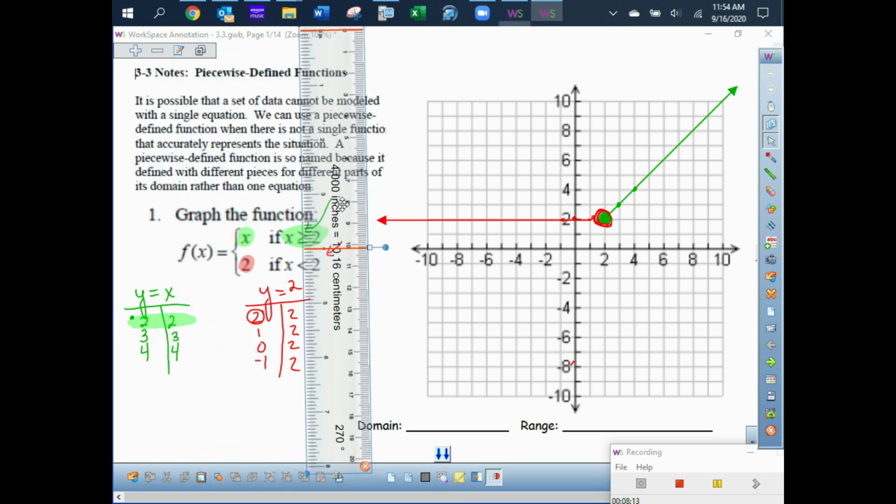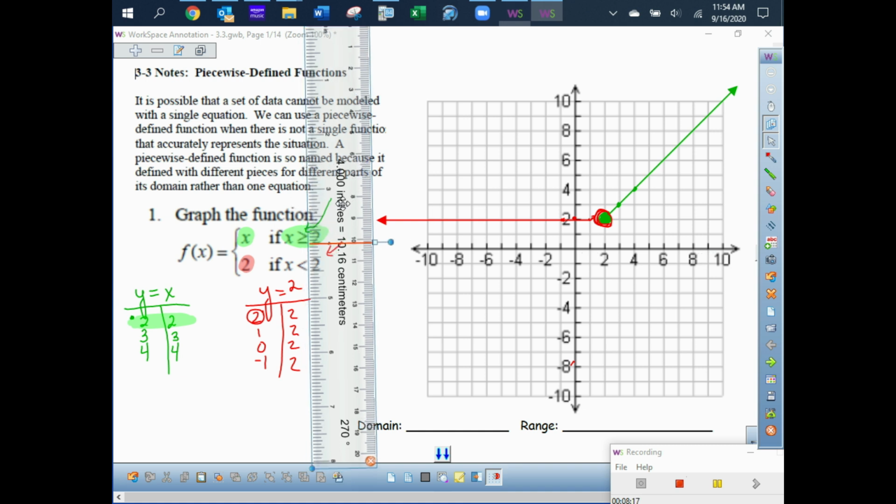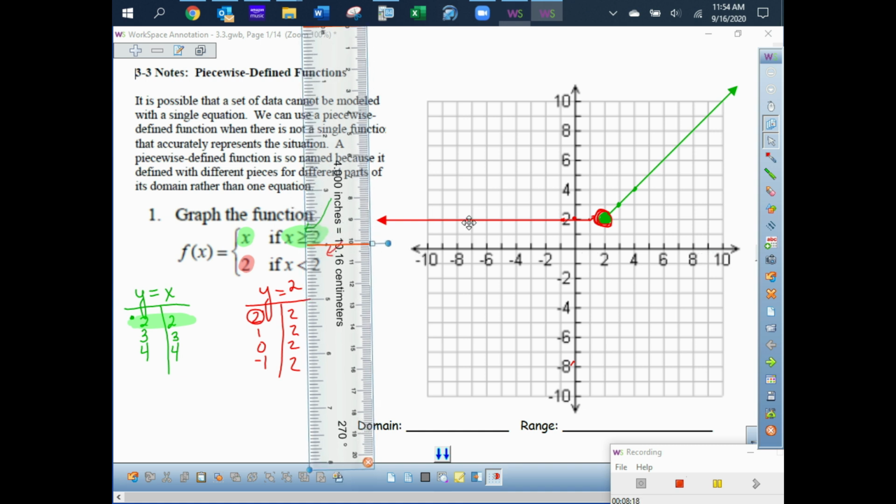To do the domain, since the x's run left and right, you always start smallest. I'm going to start way over yonder at -infinity. And all I want to know is if either piece, I don't care if it's green or red, would run into this straight edge over here. Would that happen? Yes. So -infinity is part of this domain.